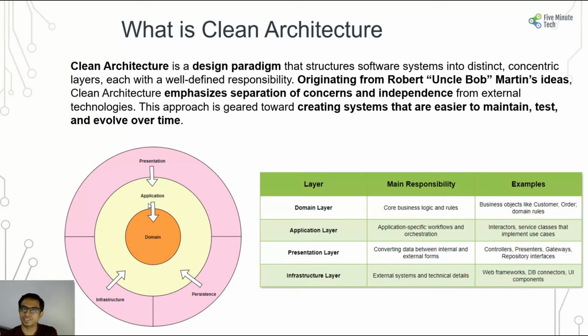The different layers in this architecture paradigm are the domain layer, the application layer, the presentation layer, and the infrastructure layer. The domain layer is the innermost layer. This is also referred to as the onion architecture, where you can peel different layers. The middle layer is the domain, the application layer is the outer of the domain, and then there are the presentation layer and infrastructure, which also has the persistence layer at the outermost layer.